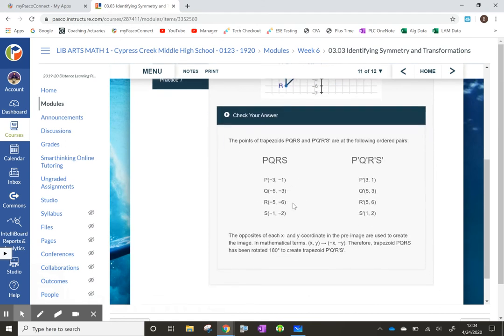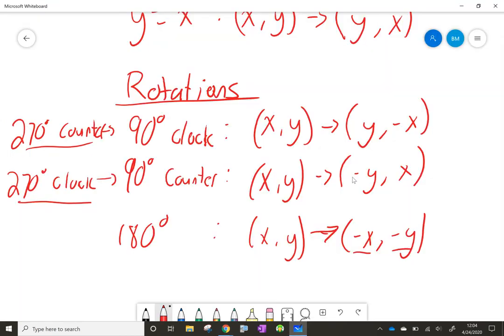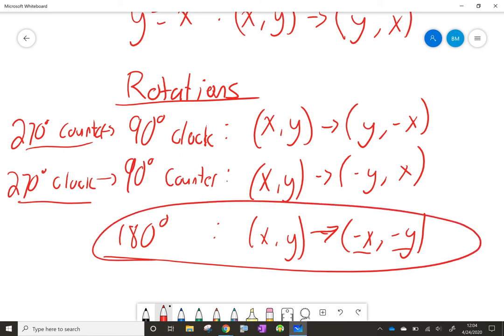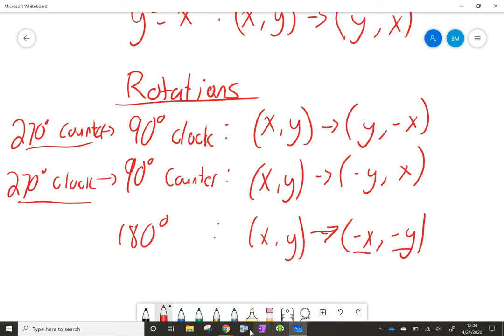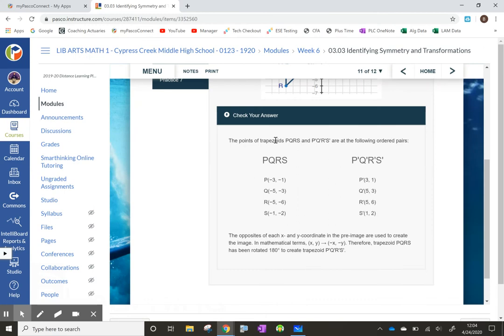You can see they found it through a different means. They wrote the points down and then compared them, asking what rule those points follow. And they figured the points follow that rule. So it was 180 degrees. But you should be able to get it just by looking at the picture.